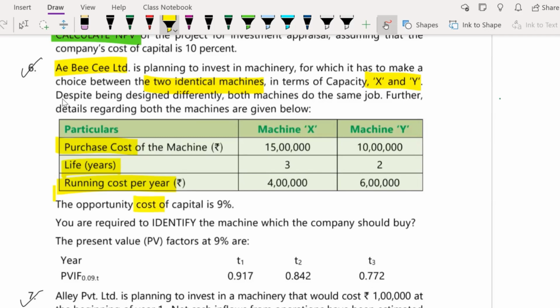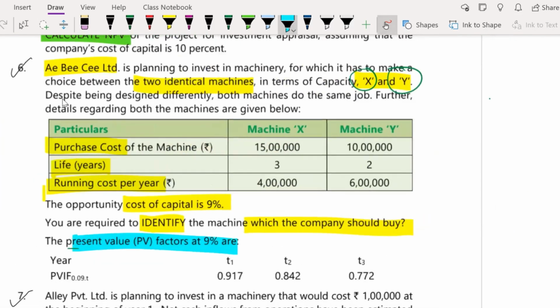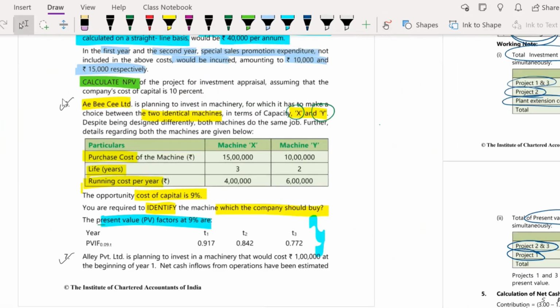Okay, they tell you that the cost of capital is 9%. You are required to identify the machine which the company should buy. So whether the company should buy machine X or machine Y, you have to identify. Then they are telling you present value factors. So they have given you PV factors below. Okay, this you can take help of. So now you have to basically find out the NPV and then tell them whether they should buy machine X or machine Y. That is the question.